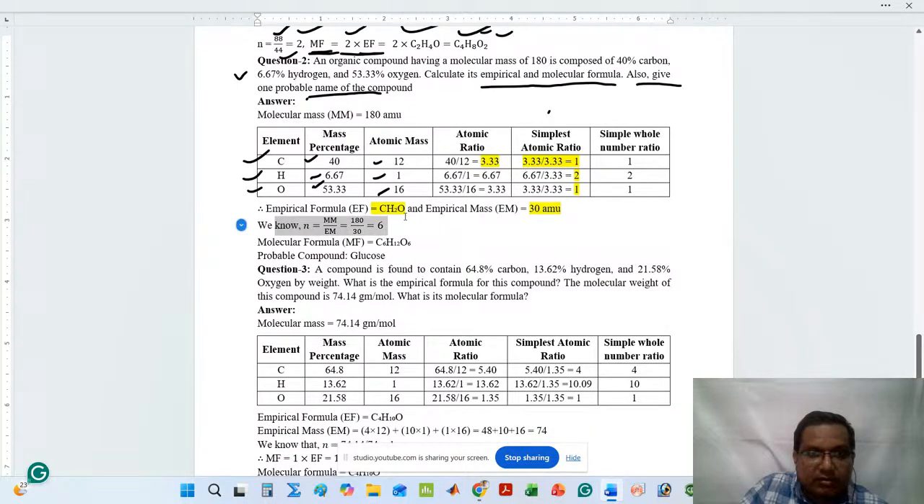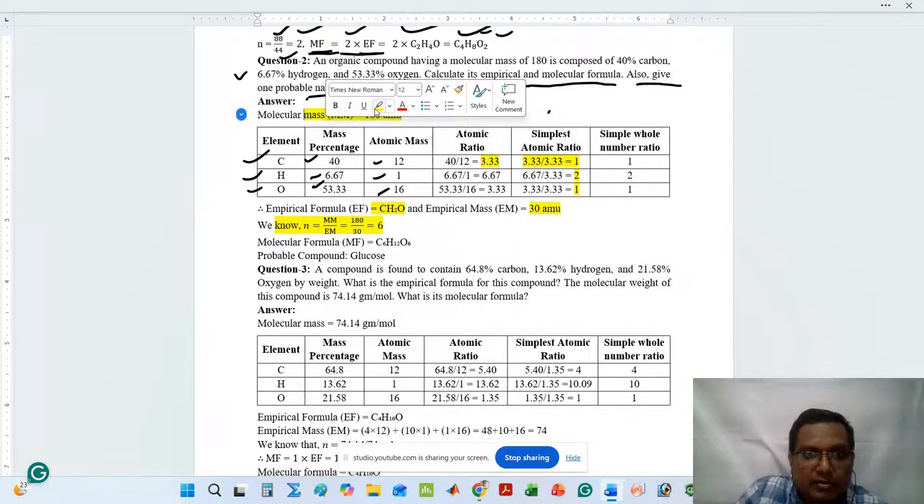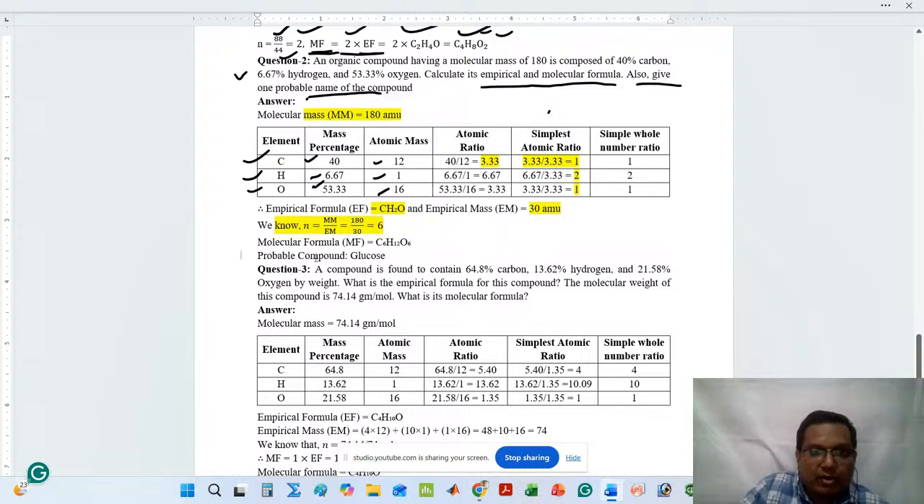Again, we know that n is equal to what? n is equal to molecular mass divided by empirical mass. Your molecular mass is how much? 180 amu. Empirical mass is 30. So here we can write n is equal to 180 divided by 30, which is equal to 6. Molecular formula is equal to n into empirical formula.